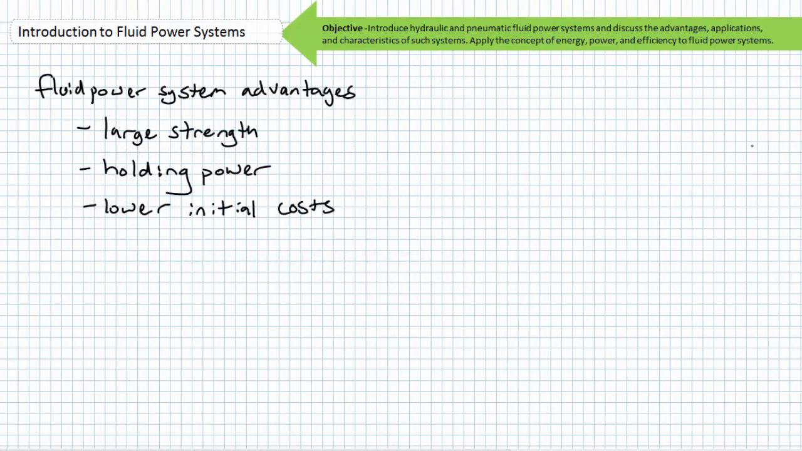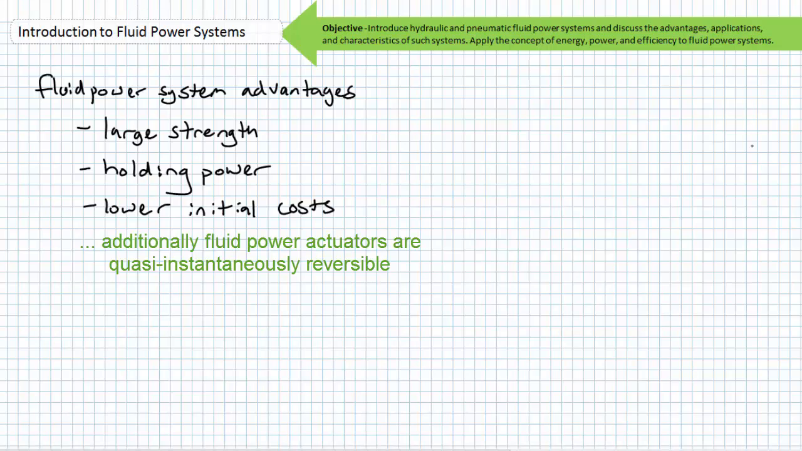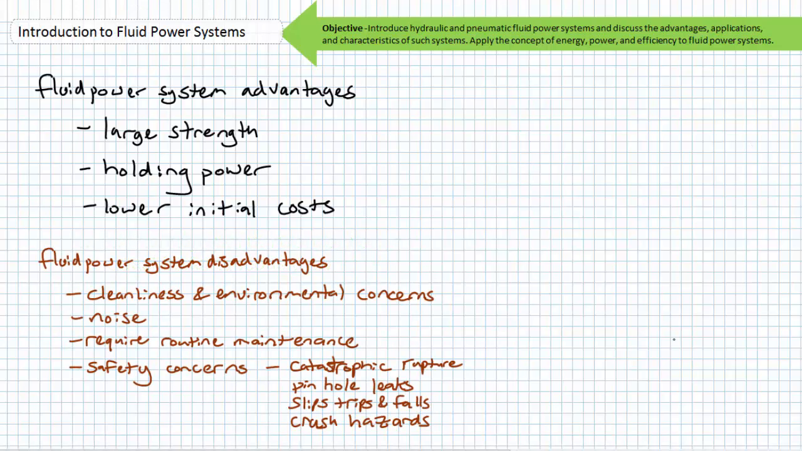Fluid power systems, particularly hydraulic systems, are known for their ability to manipulate or lift large loads and keep them lifted with no additional expenditure of energy. Fluid power systems, in contrast to electrical systems, are also known to have lower initial cost. This does, however, come at a price. Fluid power systems are notoriously noisy, they have cleanliness and environmental concerns, and making up for the lower initial investment cost, require routine maintenance that, if neglected, can lead to systemic failure.